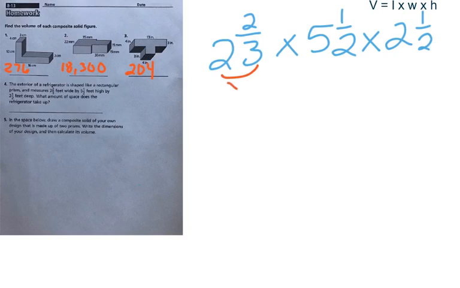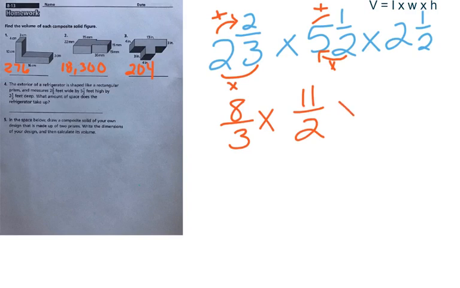2 times 3 is 6, plus the numerator 2 is 8 over 3, times, and we have 5 times 2, which is 10, plus 1 is 11 over 2, times, and we're going to go 2 times 2 is 4, plus 1 is 5 over 2. And then you get to multiply straight across.